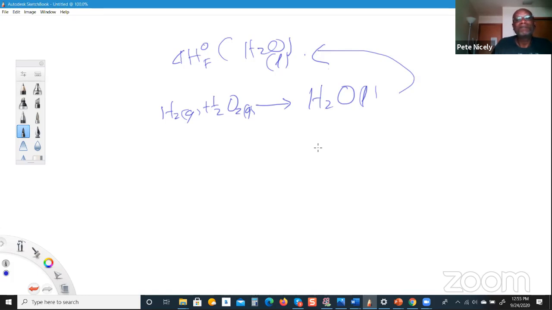Here's another example. Suppose you're given C6H6, which is a compound known as benzene, which is a liquid.